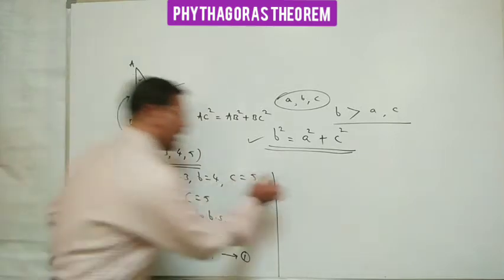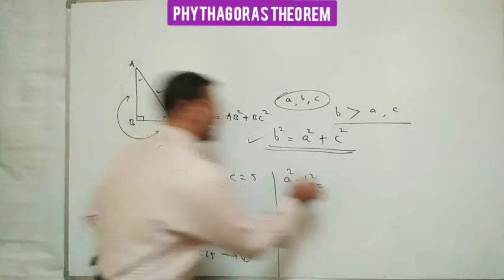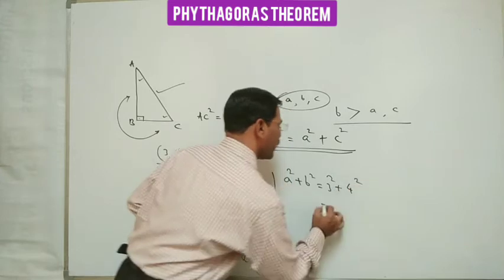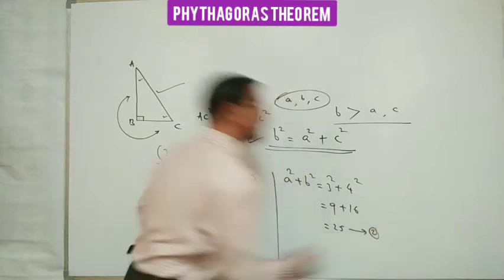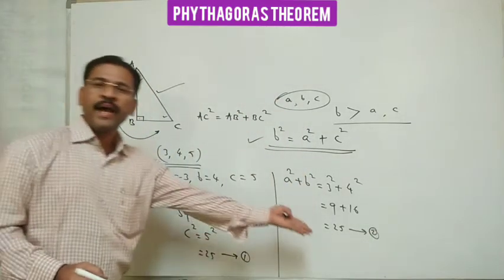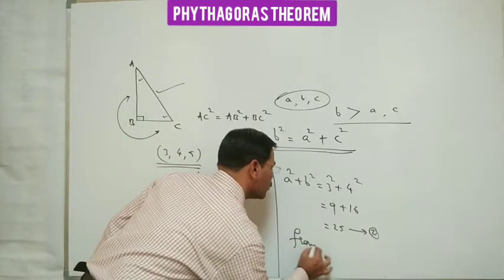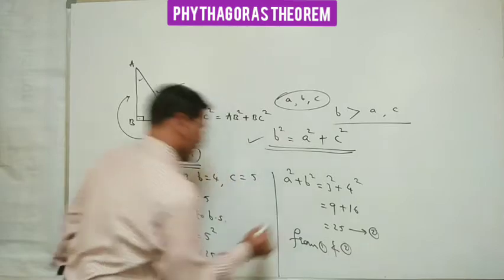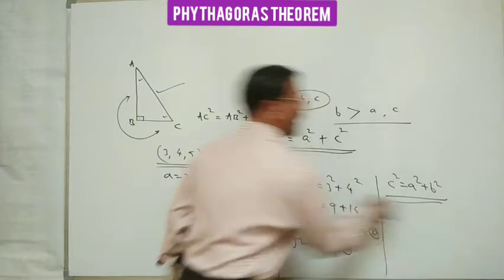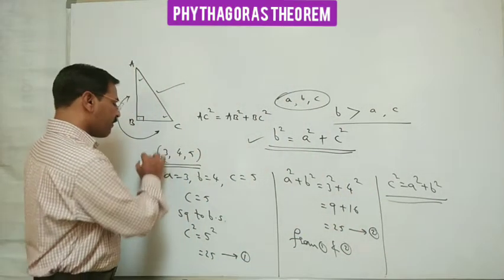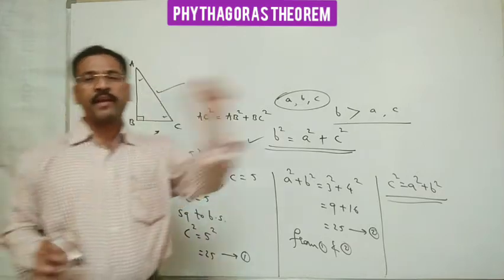Now the remaining two sides, A and B. Here A square plus B square. What is A? 3. So 3 square plus 4 square, what is here? 9 plus 16. Here it is 25. This is equation number 2. See here, from 1 and 2, what can we verify? Both are the same. That means from 1 and 2 we can write C square is equal to A square plus B square. Hence, the given triangle is a right angle triangle. Like this, we have to verify whether the given triangle is right angle or not.